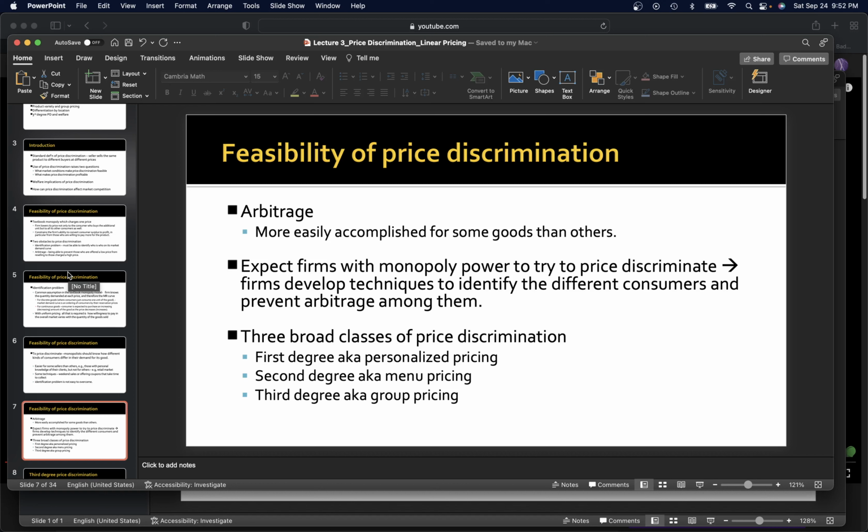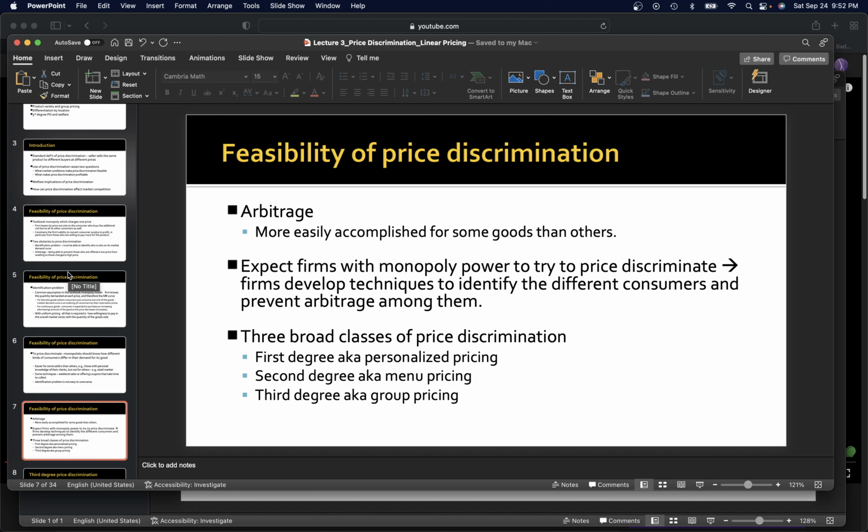Arbitrage is more easily accomplished for some goods than others. So expect firms with monopoly power to try to price discriminate, and they'll try to prevent arbitrage among them. Now, there are three broad classes of price discrimination.